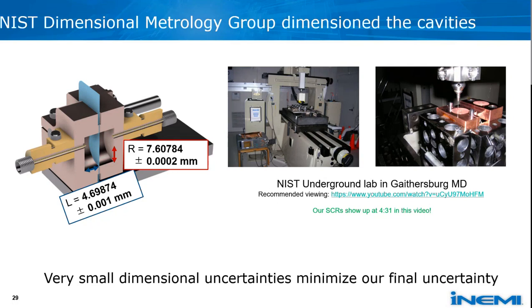But John very kindly took his coordinate measurement machine, which is one of the defining traceable measurement methods for distances and for part dimensions at NIST Gaithersburg. And he dimensioned the inside of our cavities using these fine probe tips on his coordinate measurement machine. And he was able to give us measurements of the inner radius and length of our cylindrical resonators with uncertainties on the order of microns or submicrons in some cases. So for instance, this 28 gigahertz resonator has a radius of about 7.5 millimeters, and we know that to within plus or minus 200 nanometers, which is crazy to me.